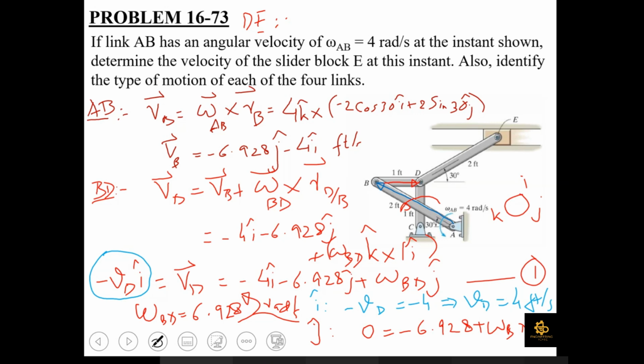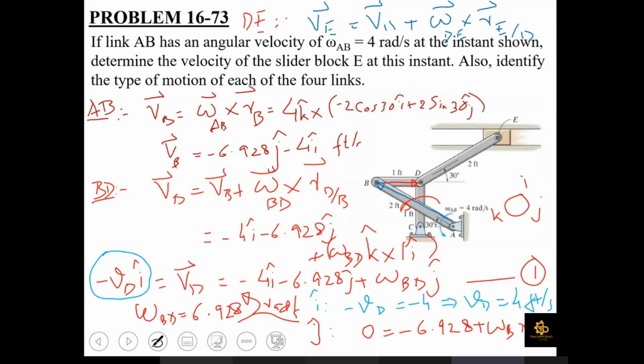So what should be our base point? D, because the motion of D is known to us now, so we can write the relative velocity equation as VE equal to VD, which are the absolute velocities of point E and point D, plus omega cross R. So what should be this omega? This omega should be omega DE. So you have omega DE, and R is the relative position vector, which is being written for the relative position of E with respect to D. Is this equation clear to all of you?